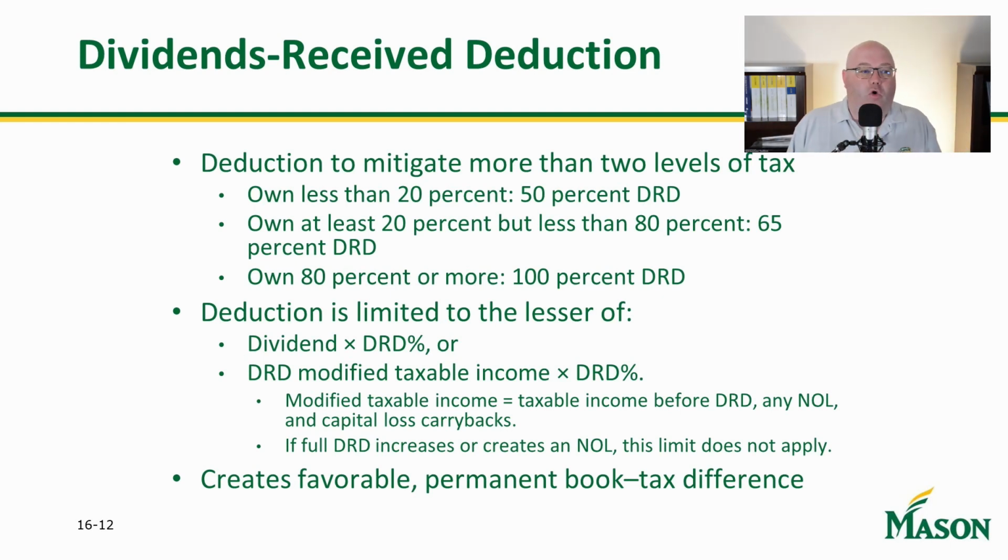So they try to avoid this by offering the DRD. In the past, it was a little easier and a little bit more juicy. It used to be 70, 80, and 100%. Now it's down to 50%, 65%, 80%. And these are the rules. I would know this cold before you go to the CPA exam. We may put a question on this.